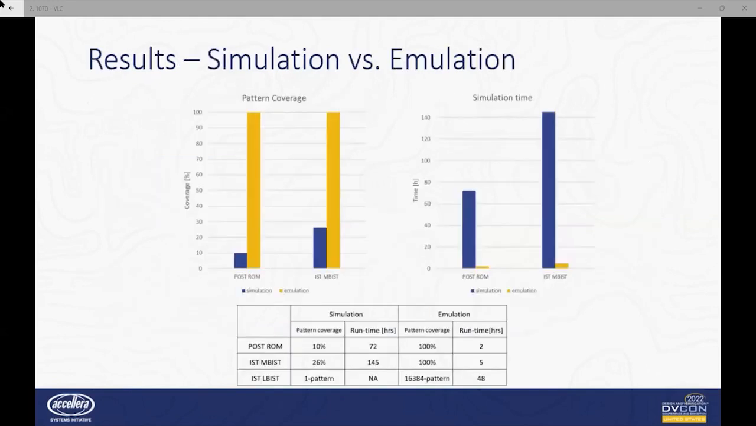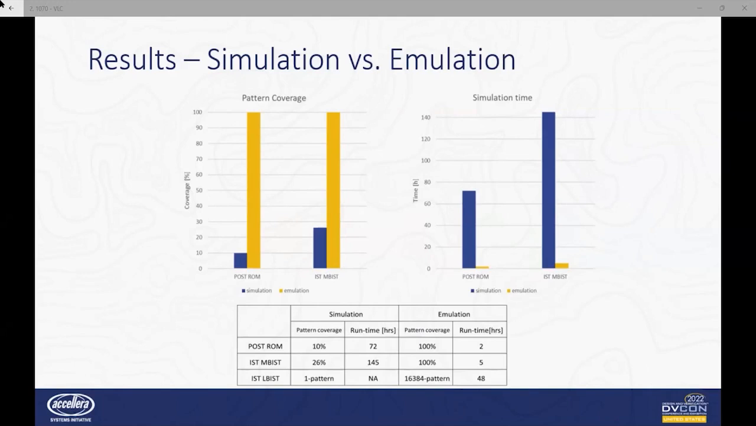Here is the summary of BIST verification results. It shows the results of comparing the BIST pattern coverage and runtime between simulation and emulation. For the POST, the coverage of simulation pattern ROM is only 10%, and it takes around 3 days. Compared to that, in emulation, 100% coverage ROM can be used, and emulation takes only 2 hours.